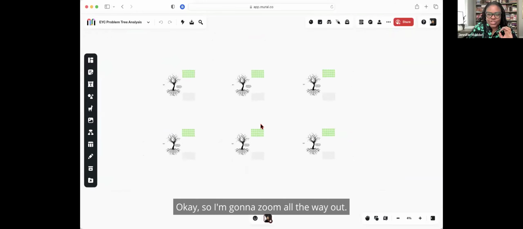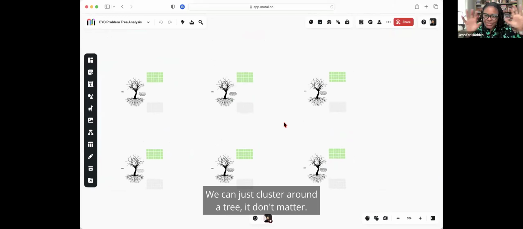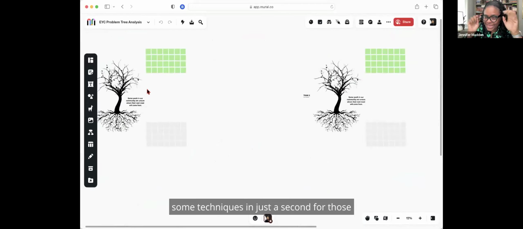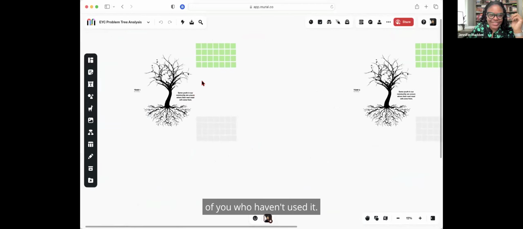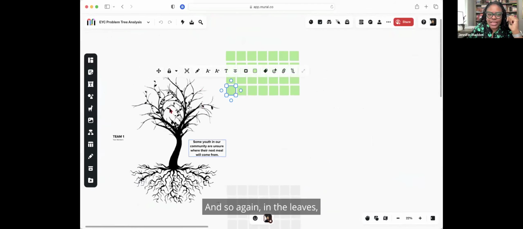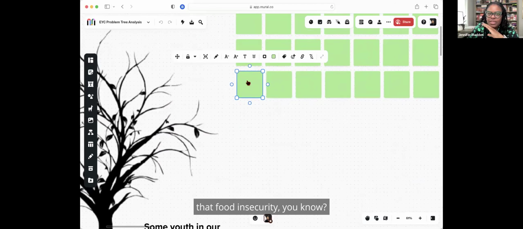Okay, so I'm going to zoom all the way out. I just created a couple of boards. We can just cluster around the tree. It doesn't matter. All I want you to do, and I'm going to give you some techniques in a second for those of you who haven't used it, is this. Here's the metaphorical tree. Again, in the leaves, youth in our community are unsure where their next meal is going to come from. How do they show up with that food insecurity?